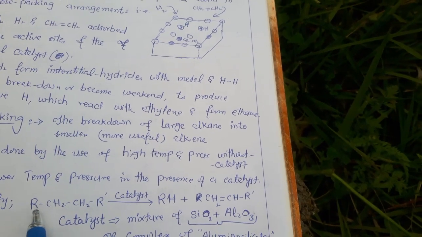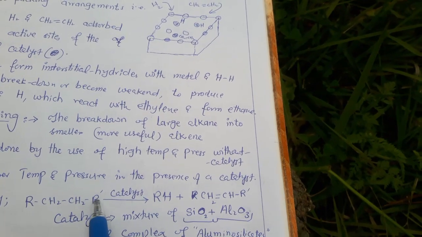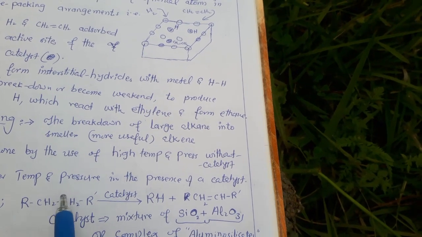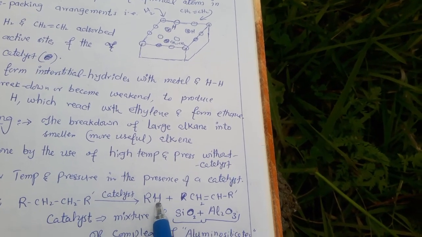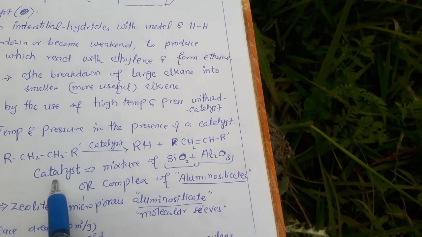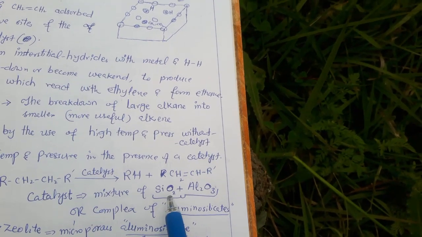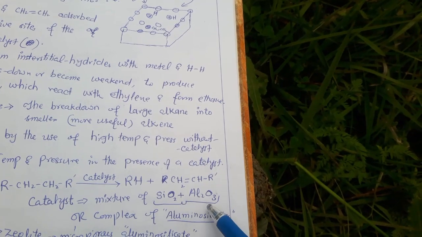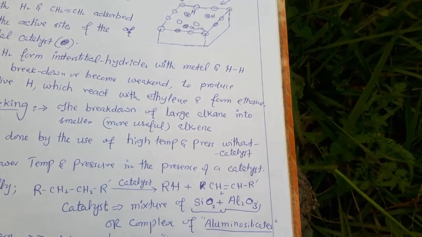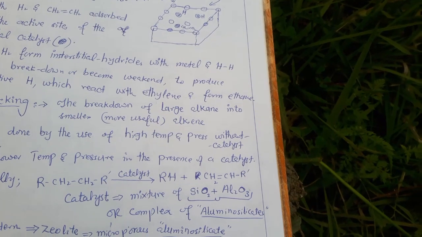This is a typical example: these represent alkyl groups, this is an ethylene group, and this is another alkyl group. In the presence of a catalyst, this large chain organic molecule is broken down into smaller ones, and these are more useful. What kind of catalyst is actually used? The catalyst in this case is a mixture of silicon dioxide plus aluminum oxide, or a complex of aluminosilicate. In modern cracking reactions, zeolite is used as a catalyst.